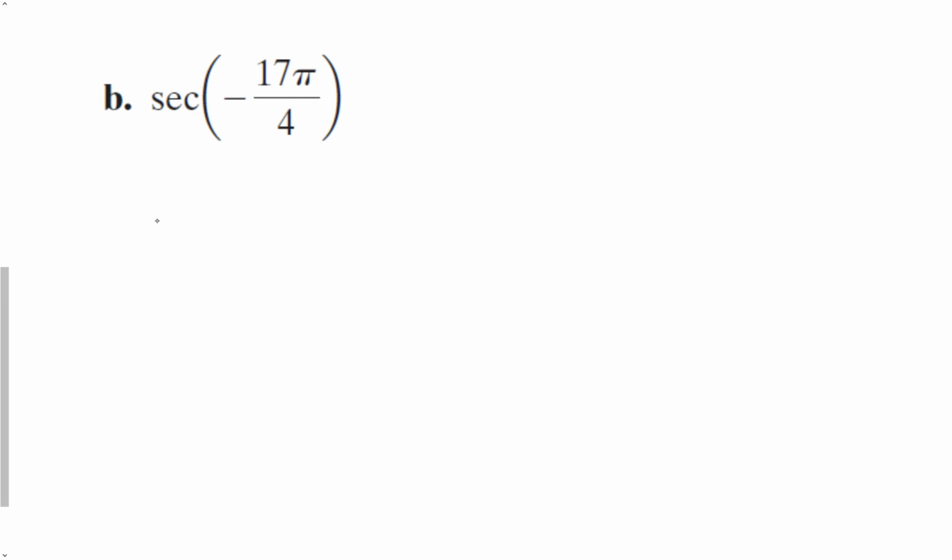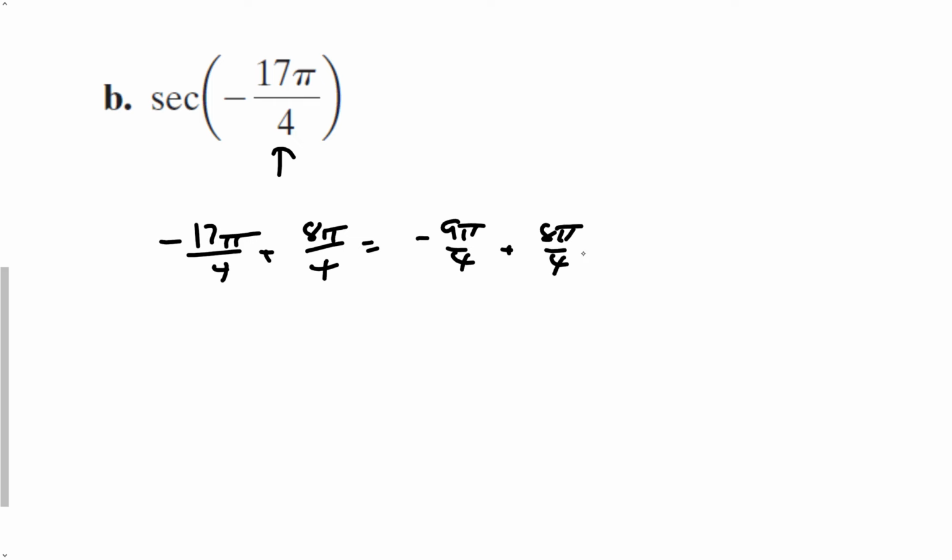Okay, so first, I don't like a negative angle. I don't like that it's way too small. So let's change that. Let's start at negative 17 pi over 4 and keep adding 2 pi. No, 8 pi over 4, sorry. When we add that to negative 17 pi over 4, we get negative 9 pi over 4, add it again, and we get negative pi over 4.